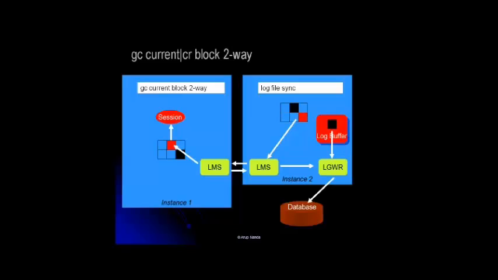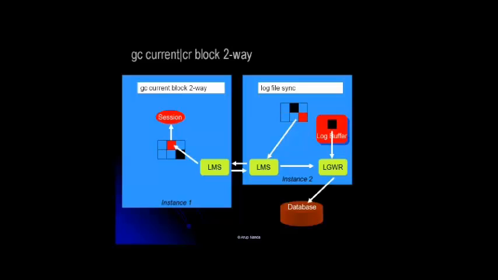But in this case, second case, I don't want a grant only, because I can't get it from the disk. You have to give me the actual block itself along with the grant. In that case, it's going to wait for GC current block 2-way. Block 2-way means I'm waiting for the actual block to come in. Grant 2-way means I just want a grant to come in, and then I will go and grab it from the disk. So these two you have to understand very carefully, because these two are typical wait events.